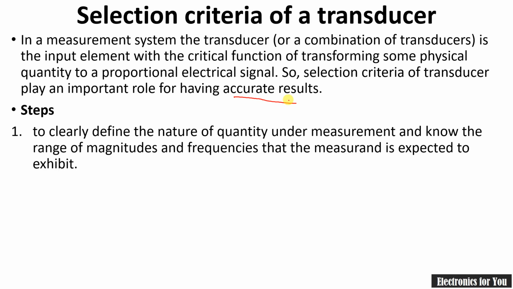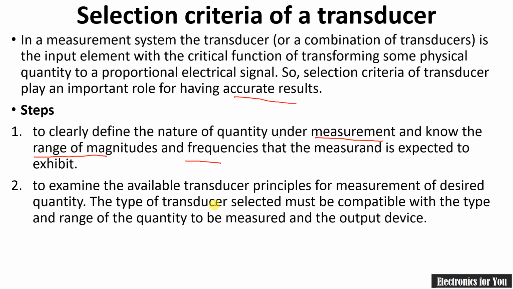So there are some steps to follow for this selection criteria. The first step is to clearly define the nature of the quantity under measurement. This quantity is actually known as the measurand. So first we should clearly define the measurand, and as per that we should choose the range of magnitude and frequency for our transducer.